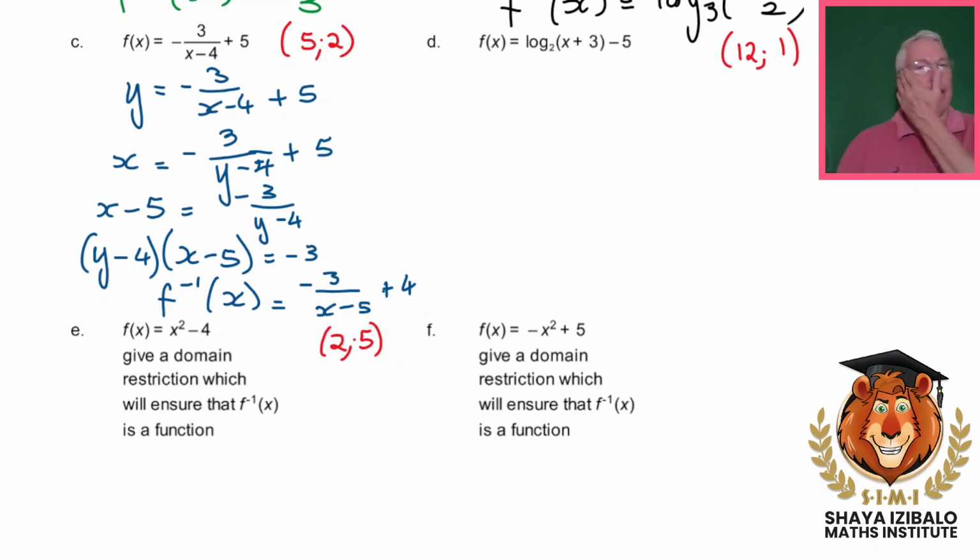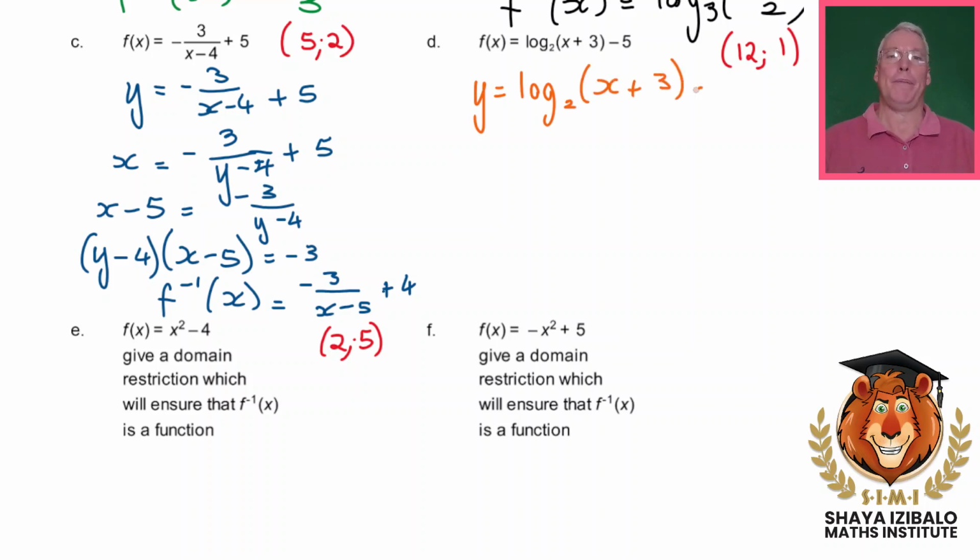The next one is a log graph. Okay, the inverse should be an exponential function. But let's see how we're going to find it. We're going to go y equals log base 2 of x plus 3, minus 5. We're going to swap x and y around. x is log base 2 of y plus 3, minus 5.